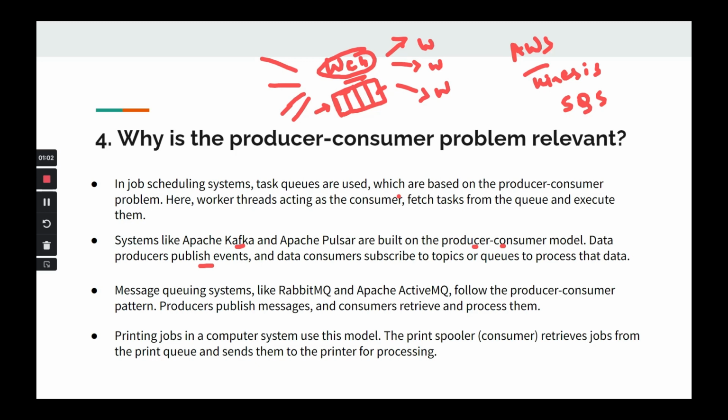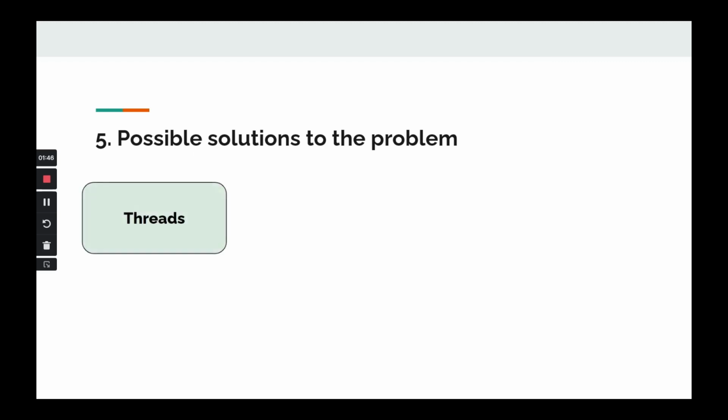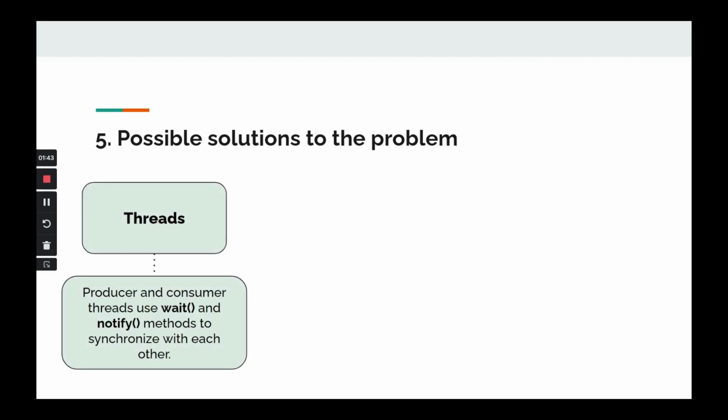So these are some of the real world things that we see around us where this producer consumer pattern is being implemented. Now let's talk about what are the possible solutions to this producer consumer problem. Using threads, we will use wait and notify methods as part of this example. These methods are called the low level synchronization construct. What does it mean? Low level synchronization construct.